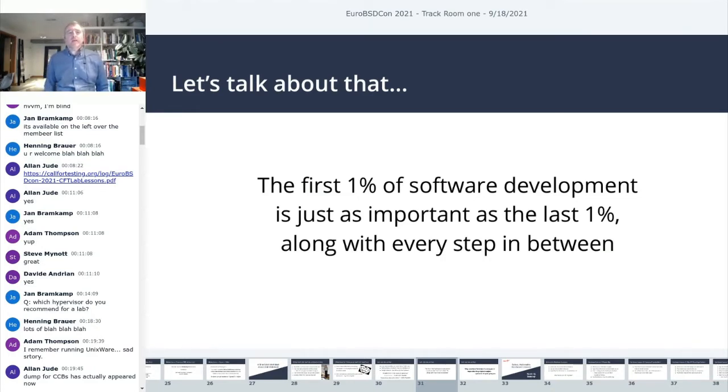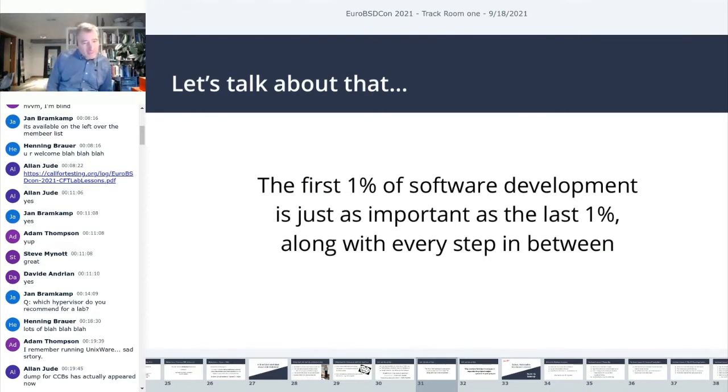And so looking back, I'd say the first 1% of software development on a project is just as important as the last 100% and every step in between. Because, hey, if we were at 1 and 0, we wouldn't have conferences and wouldn't have decades of PF talks and you name it.